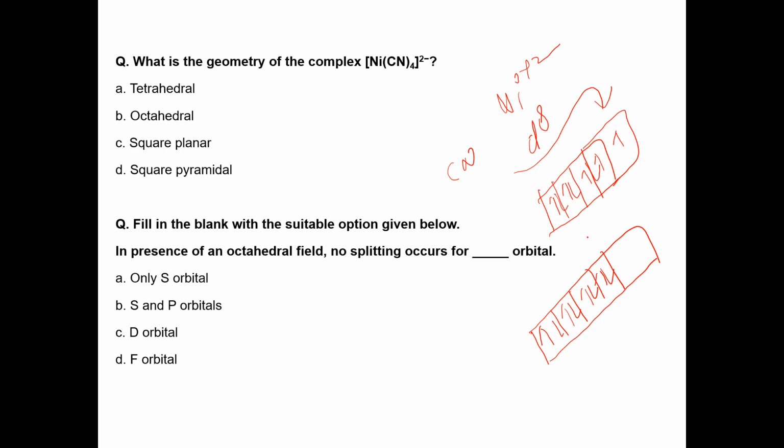Right? Since it is a 3d orbital, it can combine with 4s and 4p. The cyano ligands will donate their electrons here, one here and two here. So it will have dsp2 hybridization. What will be the shape of dsp2? That is square planar.